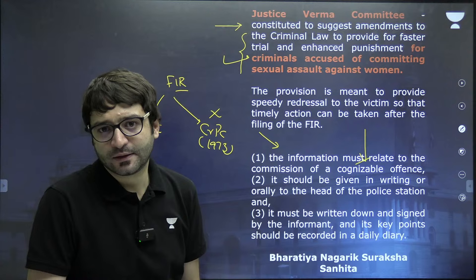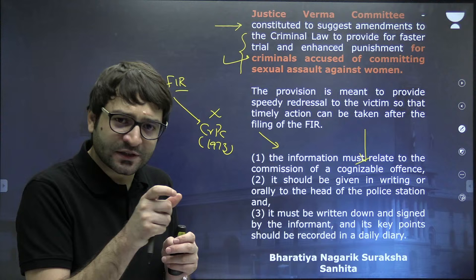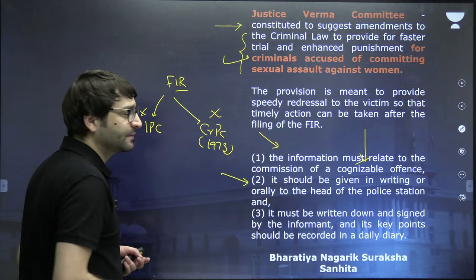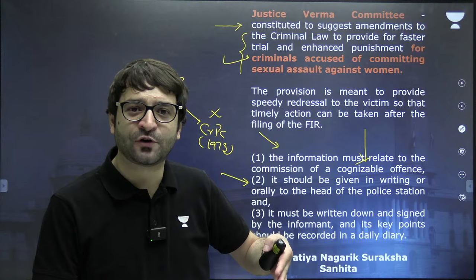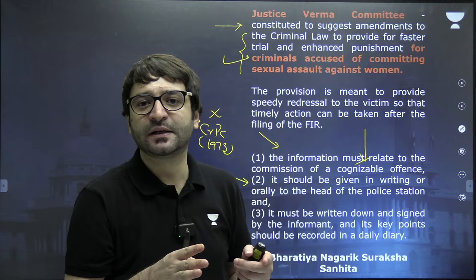Second, what is this first information report? For example, a crime has been committed somewhere. Who will report the first information regarding that cognizable offence? That is what we call FIR. That means somebody will approach the police. Either I will approach the police orally or through written format. I will give a written complaint, information about that cognizable offence, or I will orally tell the police that I was assaulted or a crime has been committed somewhere. That is what we call FIR.